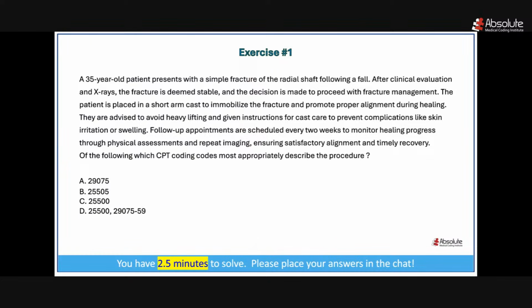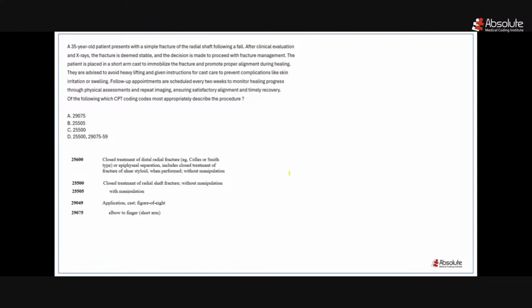So if you're having a desktop right now, you can use the other screen. Okay, hope that helps. And let's start solving this scenario.